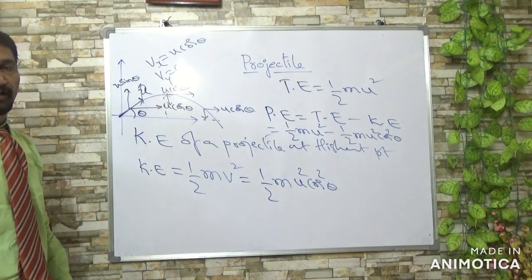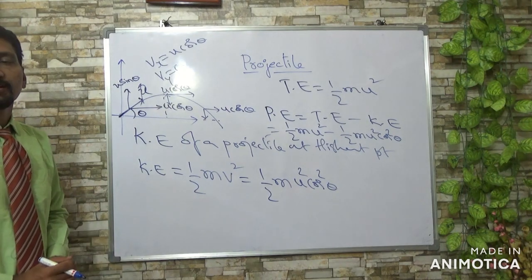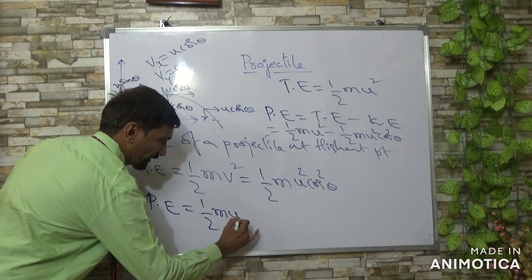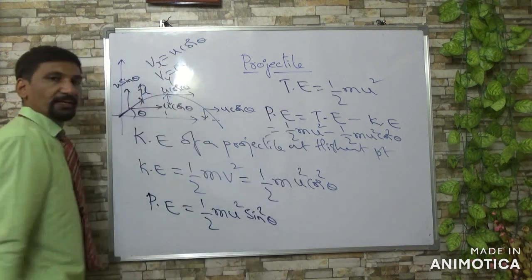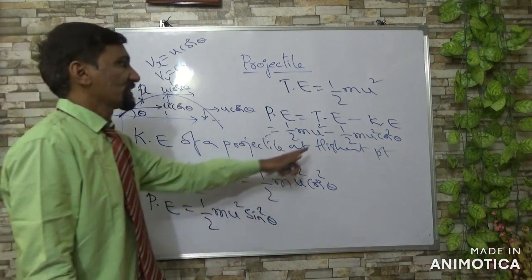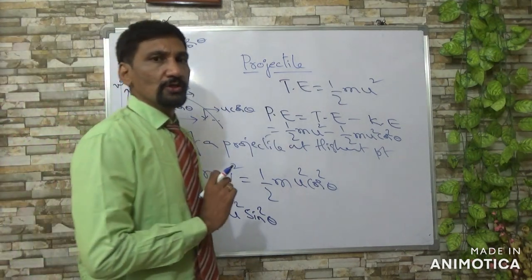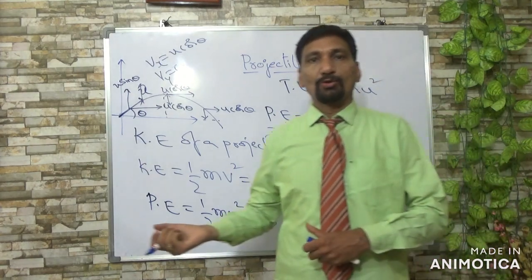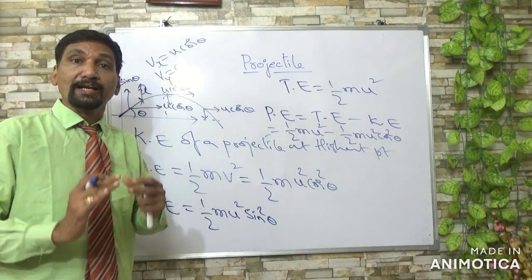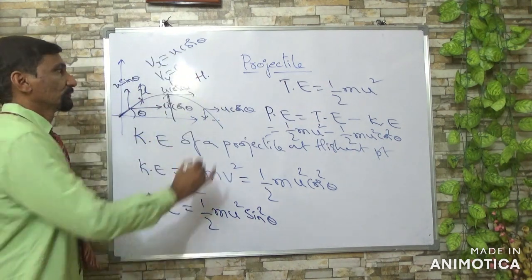So you are all good at mathematics. After taking half m u square common, you get 1 minus cos square theta, right? So that becomes sine square theta. That means potential energy will become half m u square sine square theta. Okay, this is the potential energy of the projectile at the highest point, and this is the kinetic energy of the projectile at the highest point. Okay, now suppose you have been given a question. A body is thrown at an angle theta, not known, but 75% of its total energy is lost when it reaches the highest point. So what is your question?